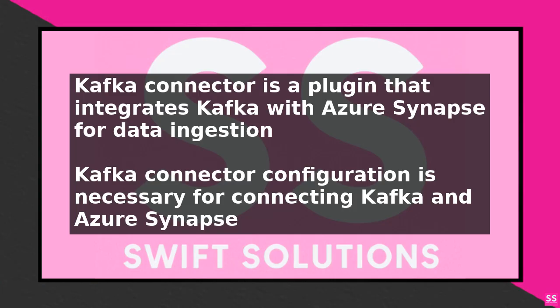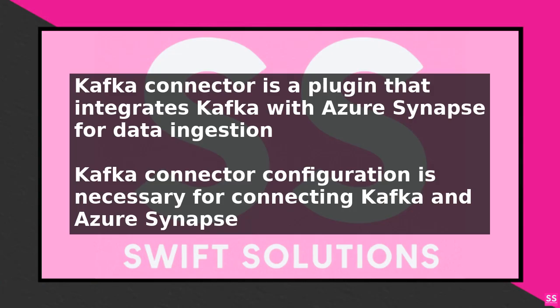Step 5. Ingesting data from Kafka into Azure Synapse. To ingest data from Kafka into Azure Synapse, you need to use the copy activity in Azure Synapse. The copy activity allows you to copy data from various sources, including Kafka, into Azure Synapse. You can configure the copy activity to read data from a Kafka topic and write it to an Azure Synapse table.